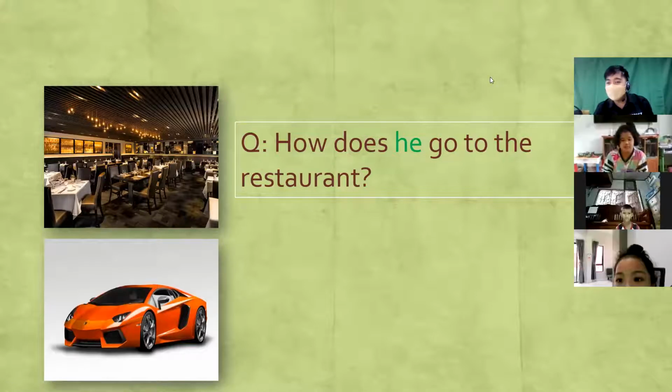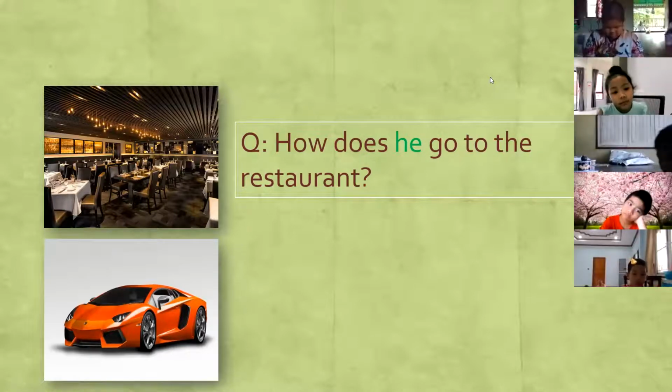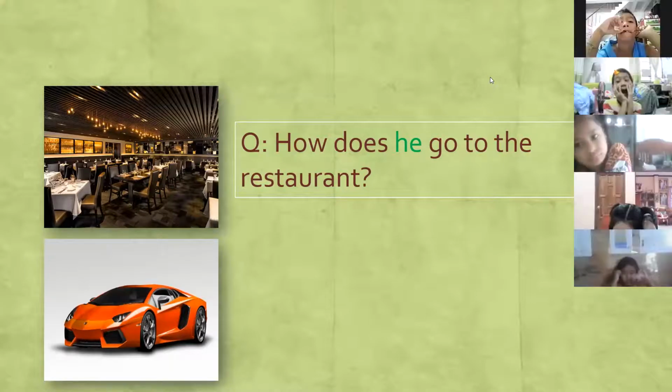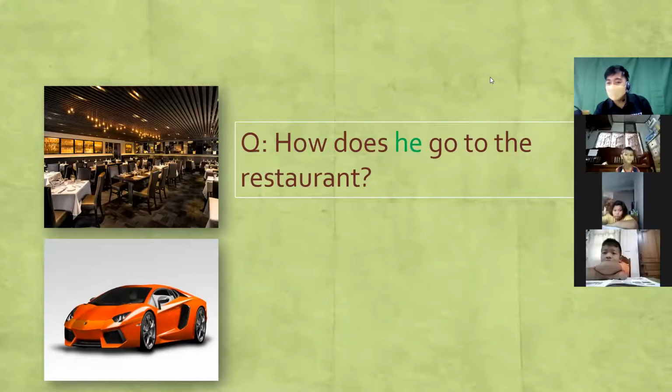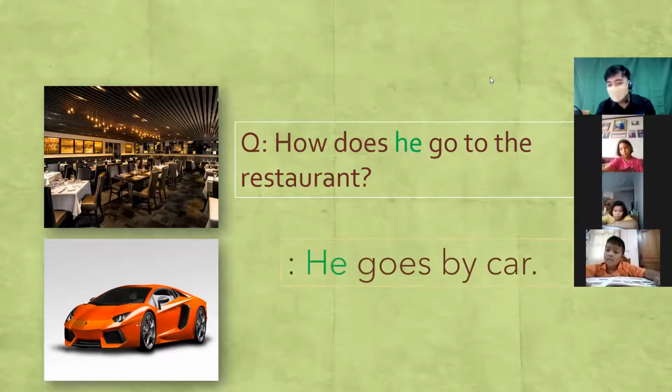Okay, let me call Haifa. Where is Haifa? Where is she? I hear her voice. Okay, how about Promptong? What's the answer? How does he go to the restaurant? Go by car. He goes by car.